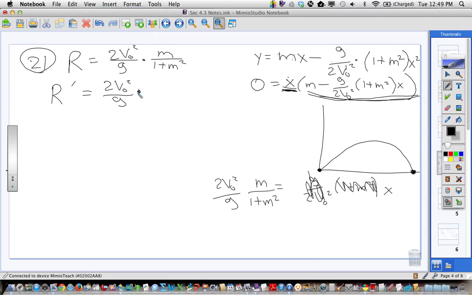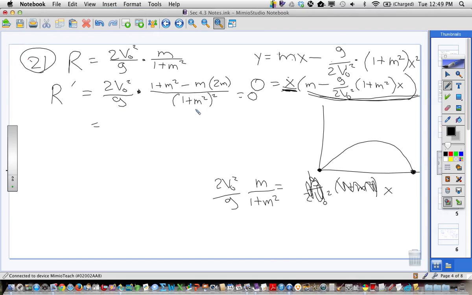Now we're doing the derivative with respect to m. The derivative of the top is 1. We leave the bottom alone, minus the top left alone, times the derivative of the bottom, which would be 2m, all over the bottom squared. So there's our derivative, and then we're going to set that equal to 0. Well, this part is not going to be 0, so we can just ignore it for the time being. That won't be 0. So when is this 0?